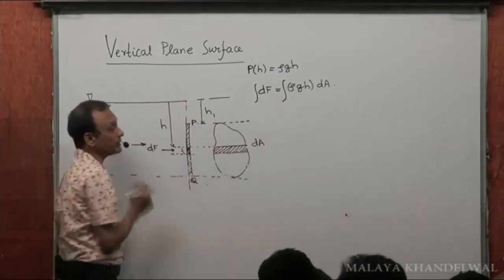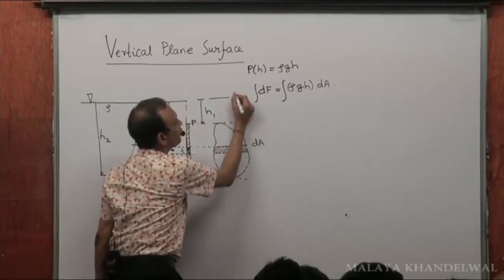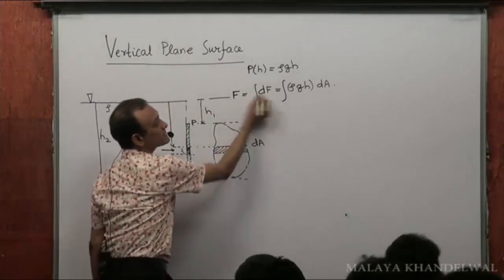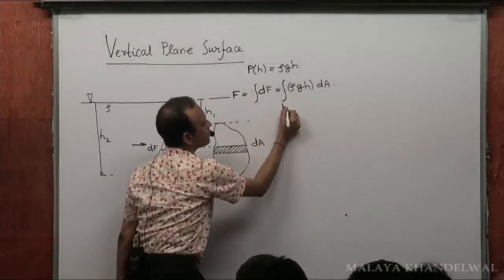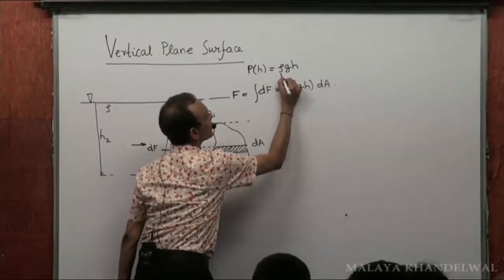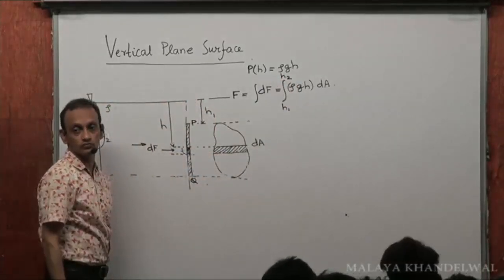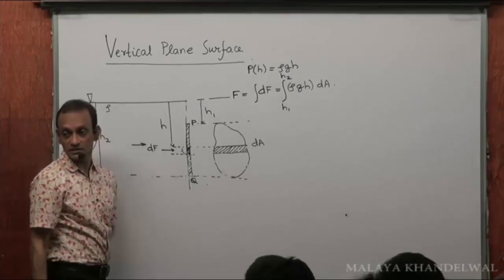Yes or no? Right? So the net force normal to the surface, F, will be the sum of all the dFs, where h runs from h1 to h2. Yes or no? Does it make sense?